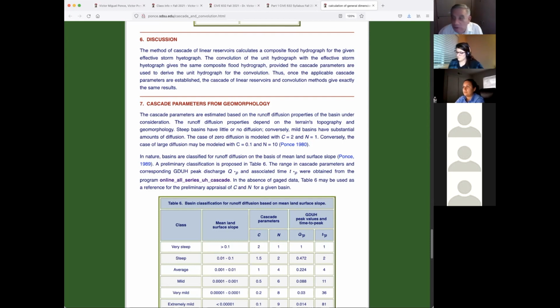Steep basins have little or no diffusion. That we know for a fact. Conversely, mild basins have substantial amounts of diffusion. The case of zero diffusion is modeled with C equal 2 and N equal 1. We know that. That's the rational method.